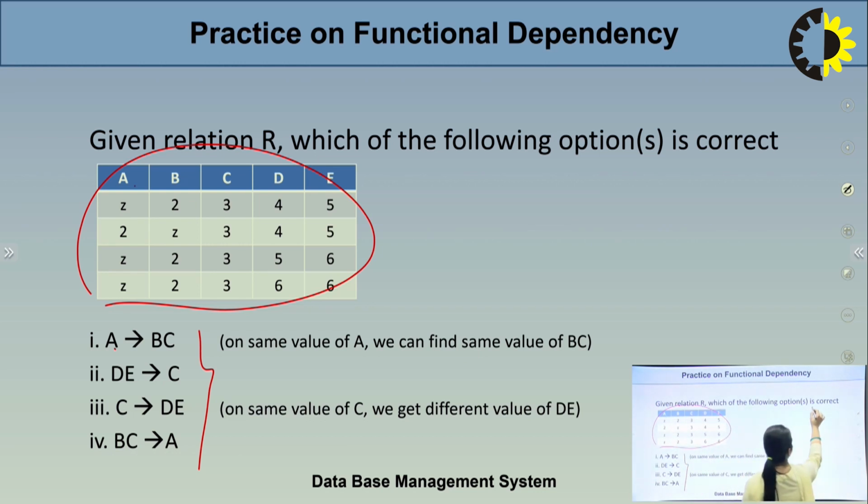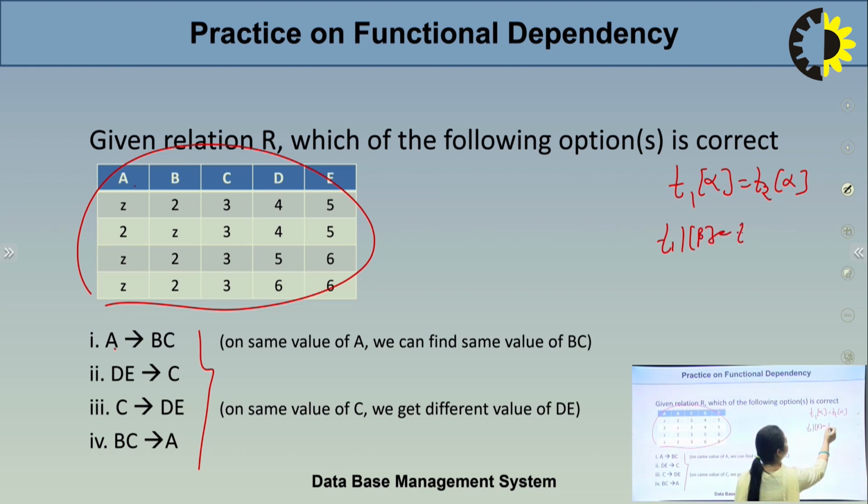Now, what was the definition of functional dependency? If T1 of alpha is equal to T2 of alpha, then T1 of beta should be equal to T2 of beta.